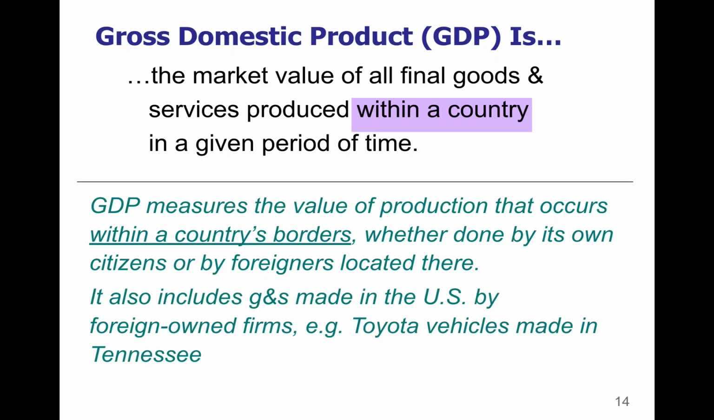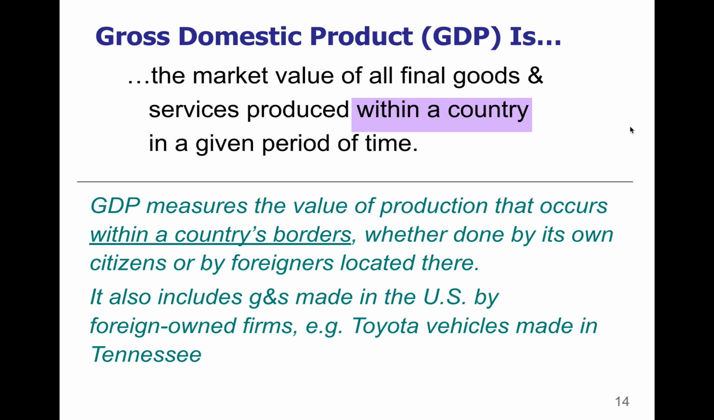GDP also only measures things that were produced within the borders of a country. So if we're looking at the US's GDP, we're trying to calculate how much production is happening within the borders of the United States. Now, it does not matter if it is being produced by American citizens or foreign citizens. It does not matter if the company in the United States is owned by an American person or a foreigner.